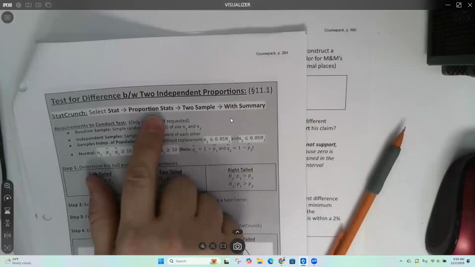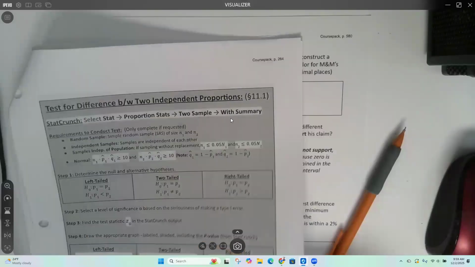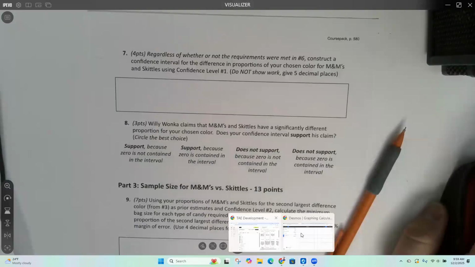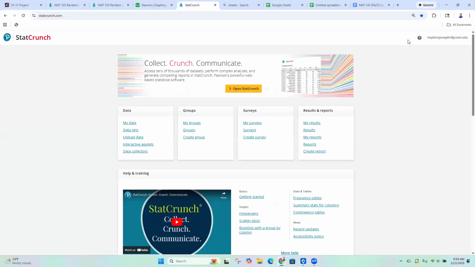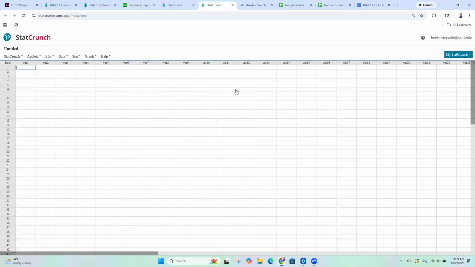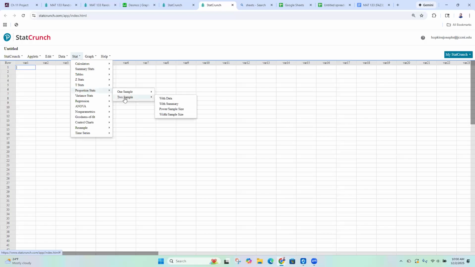So stat, proportion stats, two sample with summary, okay? So come over here, sign into StatCrunch, and then once you've signed in at statcrunch.com, you can click this orange button right here to open up StatCrunch, and we'll go stat, proportion stats, two sample with summary. Okay. Now, most of the time we've been doing one sample, right? Two sample is all the stuff in chapter 11 where we've selected two samples and we're comparing them. Here we've selected a sample of M&Ms and a sample of Skittles. Okay.